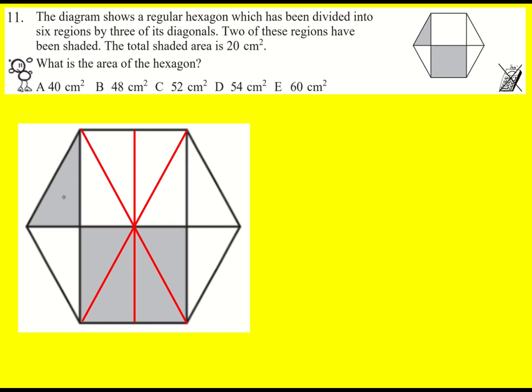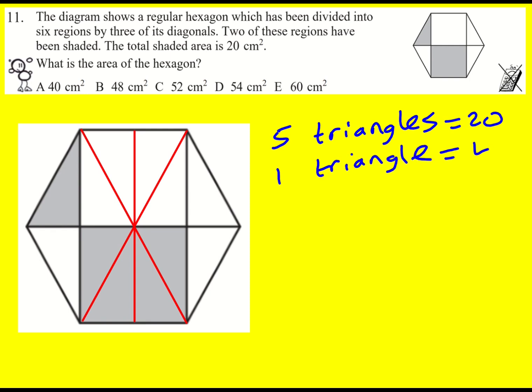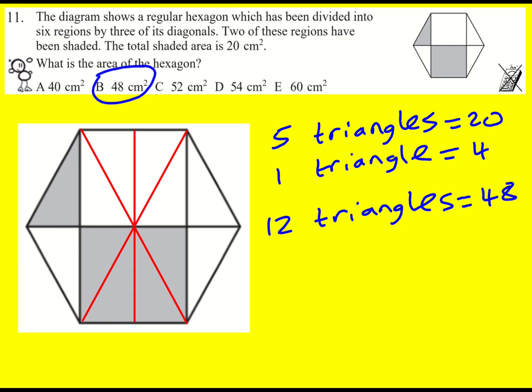So what we see actually is that 1, 2, 3, 4, 5 triangles is going to be 20 centimeters squared. I'm not going to write the centimeters squared in. So that would mean that one triangle I can just divide through by 5 is going to be 4 centimeters squared. And in total, I've got 12. So it's going to be 12 triangles is therefore going to be 48. And that's our answer.